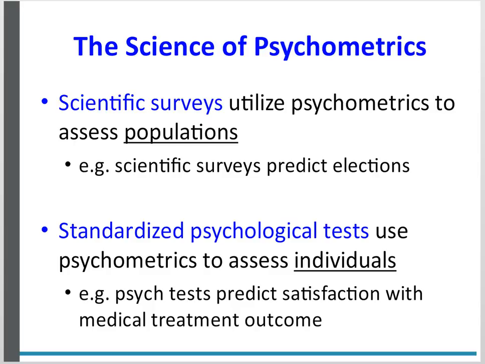It's almost impossible to watch the news or read a magazine without encountering some phrase like, a survey of U.S. citizens found that 54% blah blah blah. Scientific surveys have shown an uncanny ability to assess the sentiments of a population. They can predict elections, predict what people will buy, what they're going to do. Scientific surveys use psychometric methods to survey populations, and based on just what 700 or 800 people say, they can predict what the country thinks. It's really kind of remarkable.